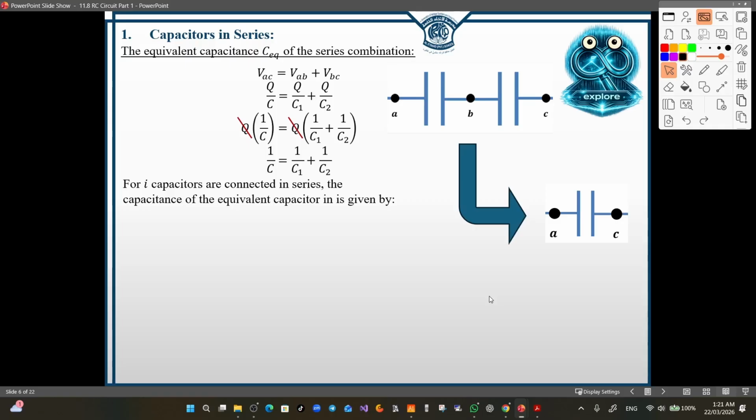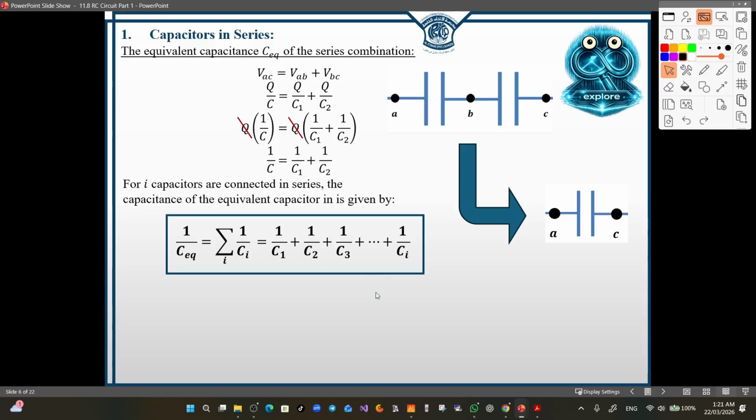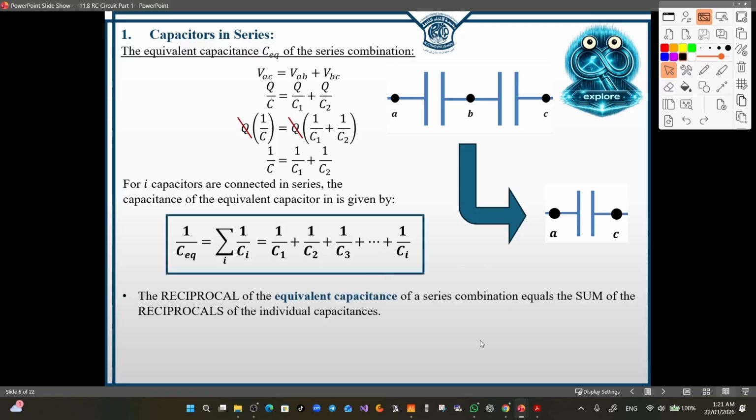For capacitors connected in series, the capacitance of the equivalent capacitor is given by 1 over C equivalent equals the summation of 1 over Ci, which equals 1 over C1 plus 1 over C2 plus 1 over C3, and so on. But remember that this formula will help me find the reciprocal of the equivalent capacitance. To find the equivalent capacitance, we should flip the answer upside down. So we can say that the reciprocal of the equivalent capacitance of a series combination equals the sum of the reciprocals of the individual capacitances.